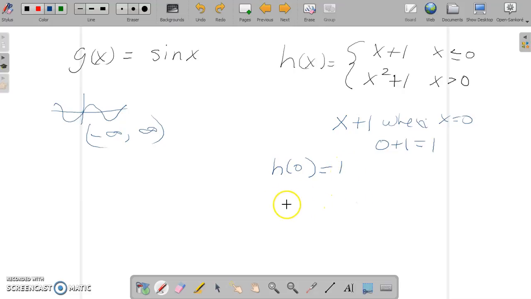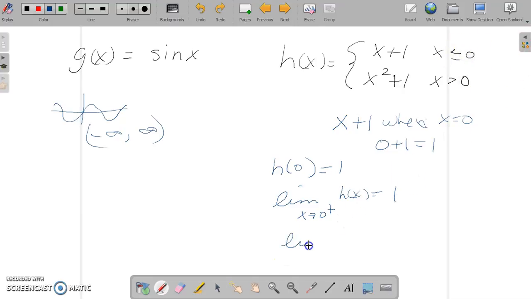So let's look at the limit as x approaches 0 from the right, okay? So we're coming from the positive and going to the right. So I'm going to be anything greater than 0, so I'm going to use this one. So we already know the limit coming from the right of h of x is going to be 1, because I'm going to plug 0 in here.